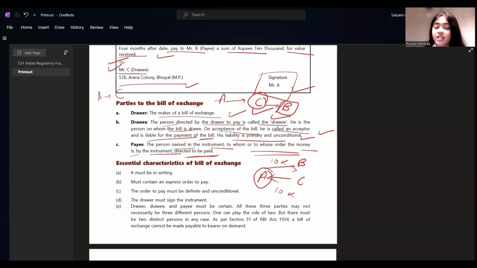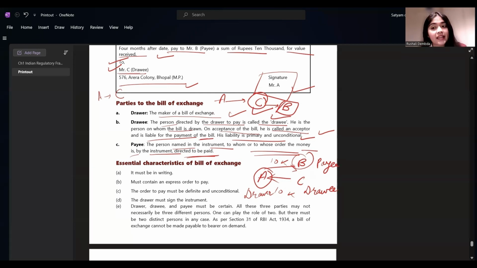He drew a bill of exchange in the name of C, directing or ordering C to pay the amount to B. Okay. I hope this is clear. The parties are clear. So, A is the drawer, C is the drawee, and B is the payee, the person who is going to receive the money in his name. The order is made and is directed to be paid. Okay. I hope the definitions are clear.